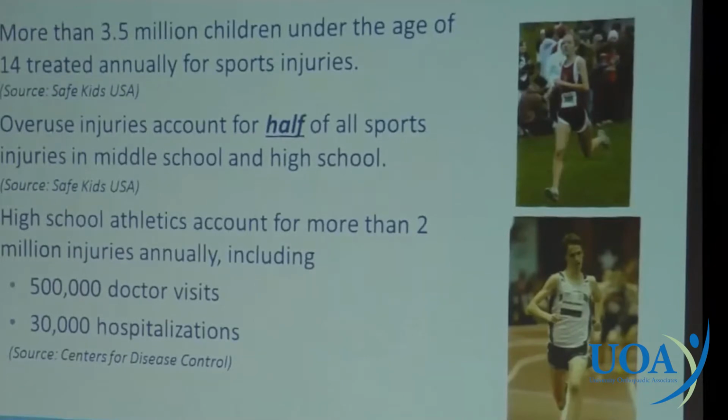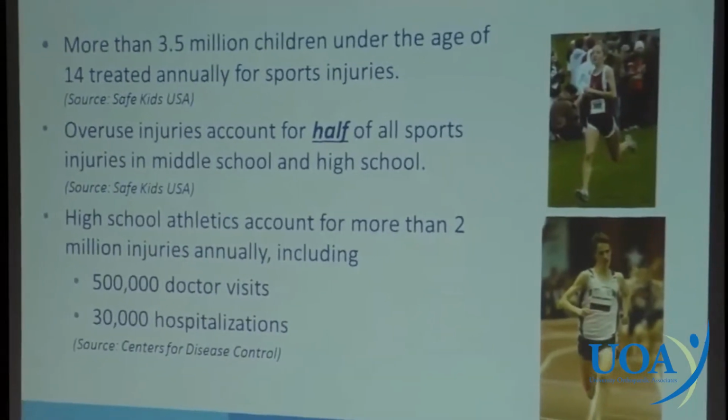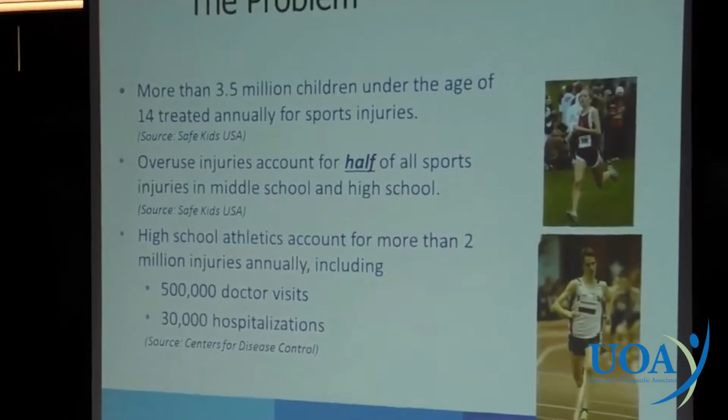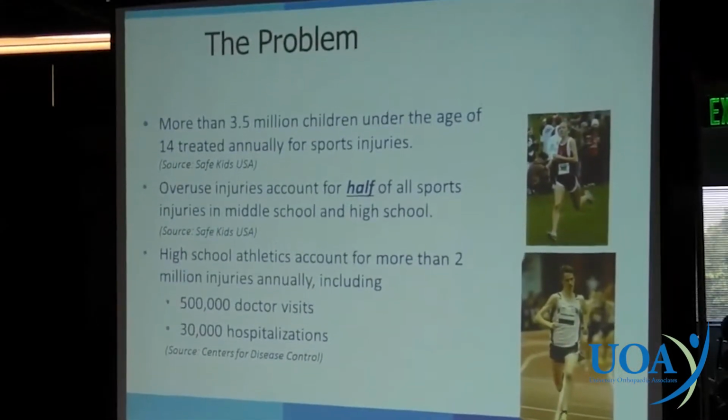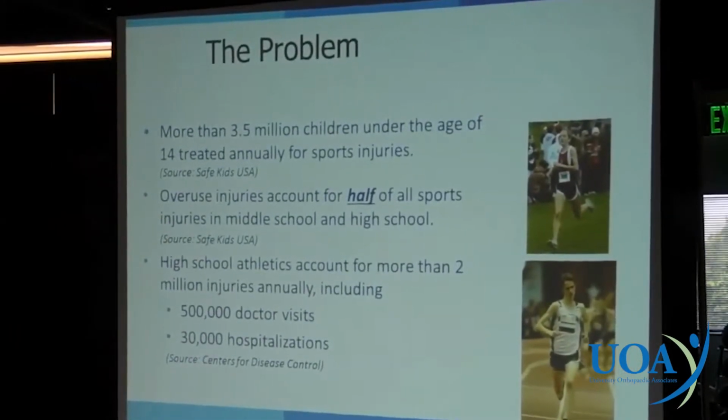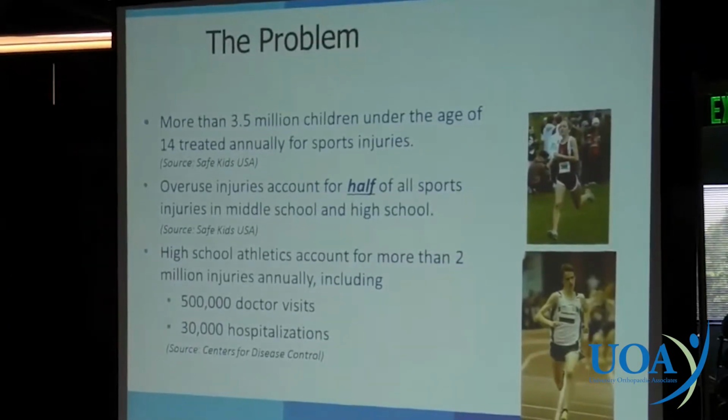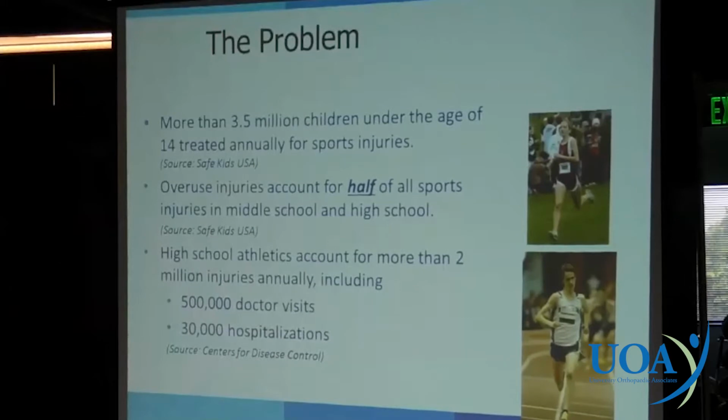First of all is the issue of how many injuries we deal with in this population: high school, and even now middle school kids. If you look at the published data, the number of childhood injuries is really skyrocketing as the years have gone on. We're seeing 3.5 million children under the age of 14 treated annually for sports injuries. That's a lot of very young kids. Of the high school and middle school injuries we see, half are overuse injuries. And in high school athletics, we have 500,000 doctor visits and 30,000 hospitalizations for injuries that occur in school.